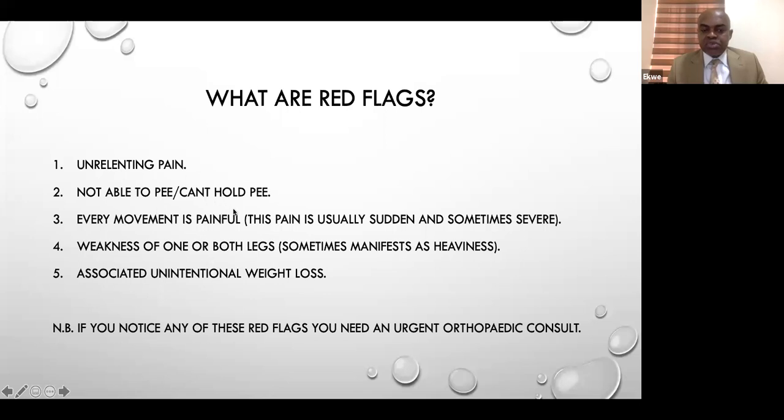If a patient is not able to pee or if a patient cannot hold the urine, that's an indication that the spinal cord function is being affected to a great degree. And usually we call that a red flag. When every movement is painful, and the pain usually starts suddenly, that's usually a sign of a fracture. If the patient has weakness or heaviness of one leg or the other, or both legs, that's not a good sign. And then when a patient is losing weight, and if any of these red flags is noticed, then it is even more urgent and more imperative that the patient shows up in the hospital.